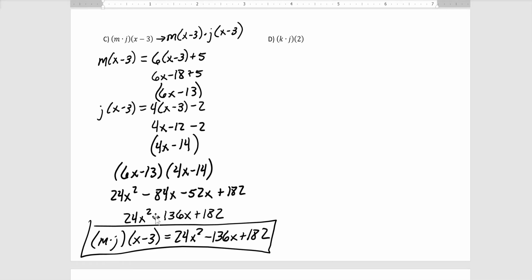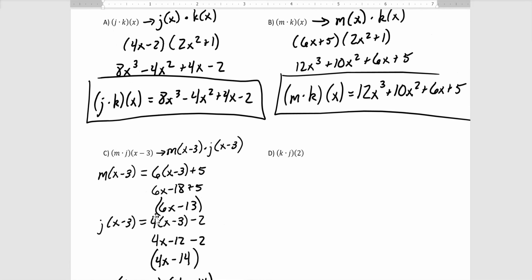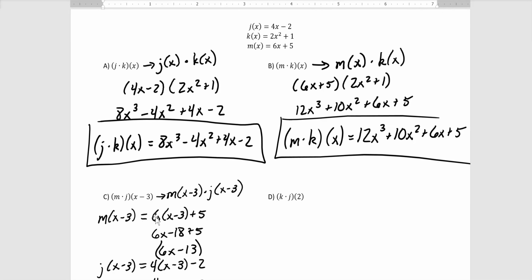Fun, fun, fun. That was a good one. All right, letter D, last one of these multiplying, k times j of 2. So this is k of 2 times j of 2. All right, let's check this out. So k of 2 is what I need to find first.